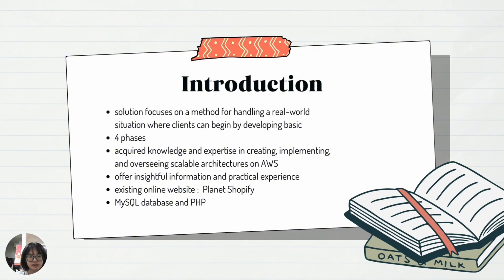There are four phases in this project. The first one will be building a simple system. Second phase is to break the monolith, and the third phase is to decouple the web server from the database using Elastic Load Balancer, which is ELB. And the last phase is to do scaling for the web app layer.